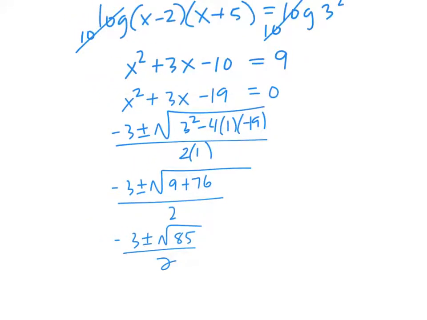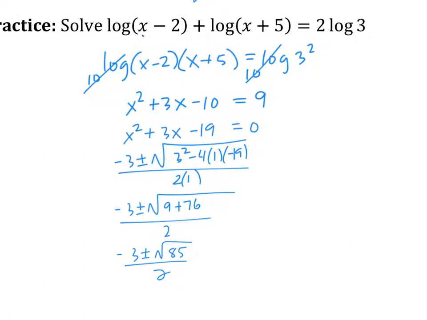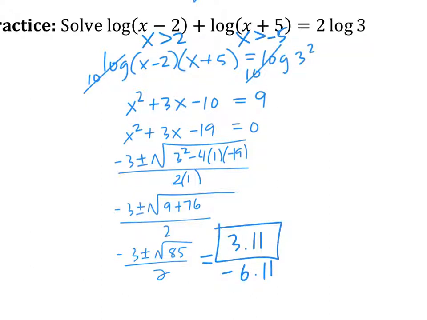Now what we want to do is look at a domain. So this one says x is greater than 2. This one says x is greater than negative 5. Kind of check all the answers. We get 3.11 or negative 6.11. So 3.11 is the only answer that works.